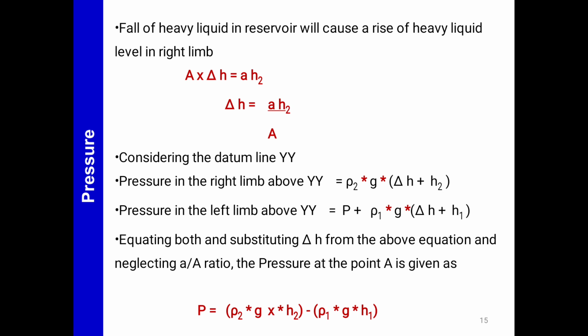Now consider the datum line YY. Then the pressure in the right limb above YY is equal to rho 2 G into del H plus H2. Pressure in the left limb above YY is equal to rho 1 into G into del H plus H1 plus PA. Equating these pressures, we have P is equal to rho 2 GH2 minus rho 1 GH1.